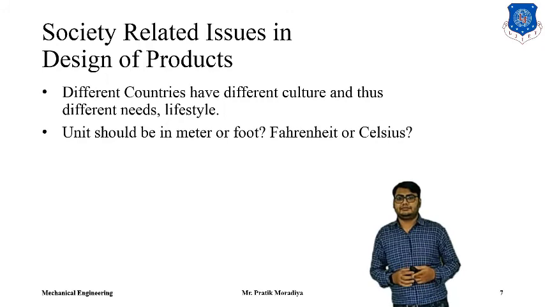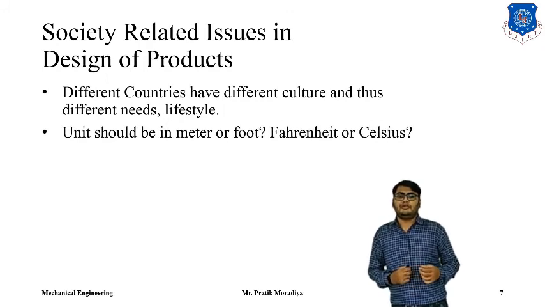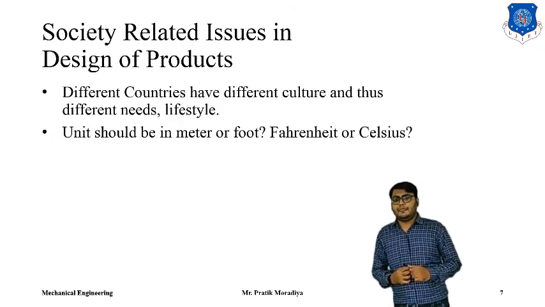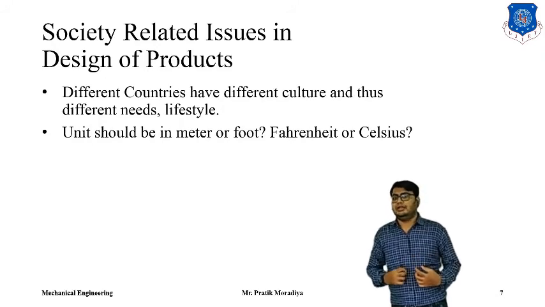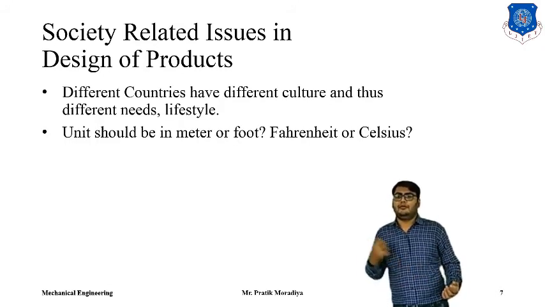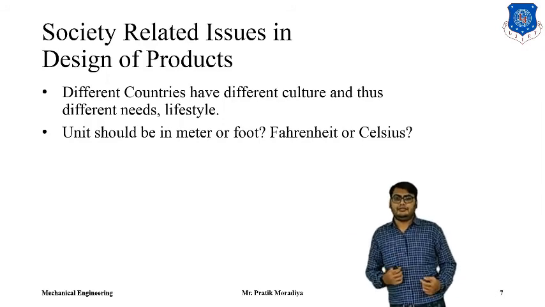Then you should also consider the units that you are giving in your product. For example, if you are a global manufacturer and in your speedometer you give the unit in kilometers, then it is fine for India. But in America, they understand miles. So for India, you have to give units in kilometers. For USA, you have to give units in miles.